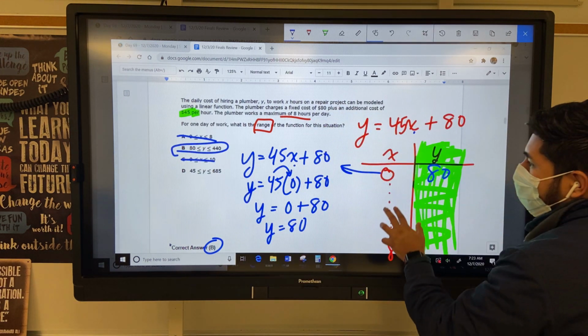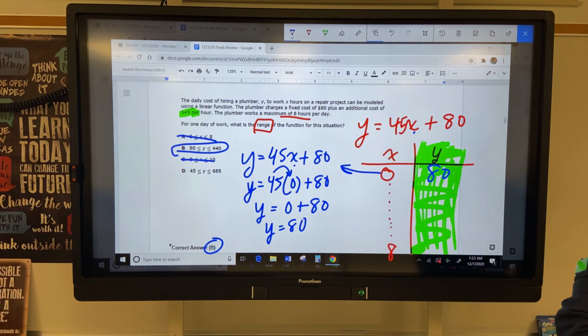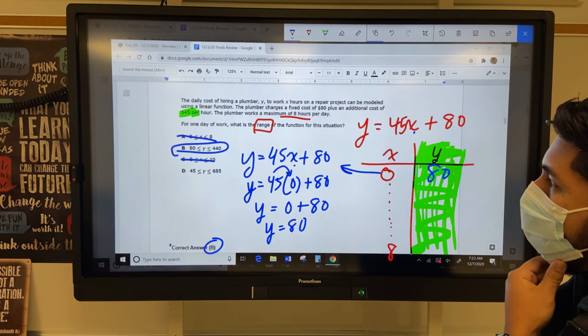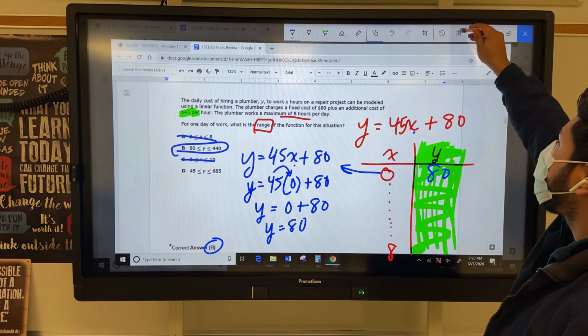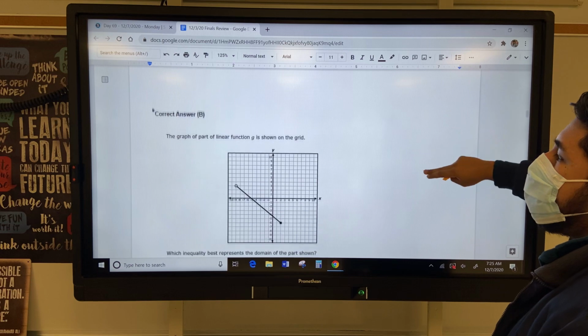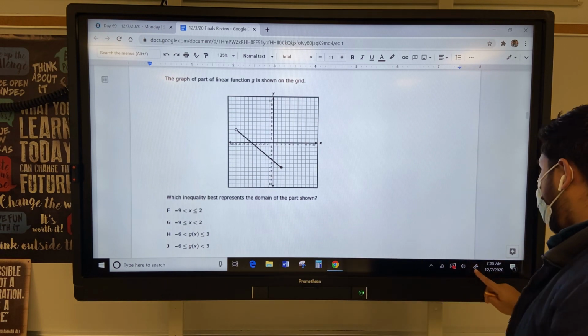So we take whatever X is, we substitute into the equation that we wrote from the problem, and then you figure it out. Very, very straightforward. Have we done this before? Yes, but it has been a little bit. This was actually on your test right here.